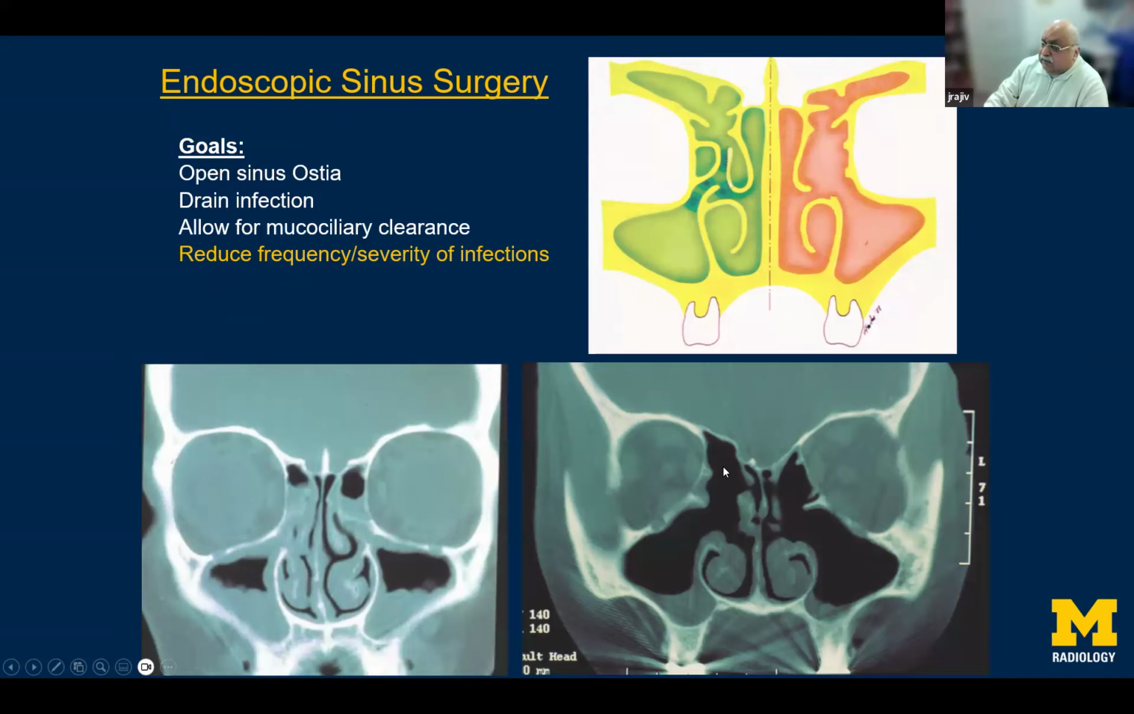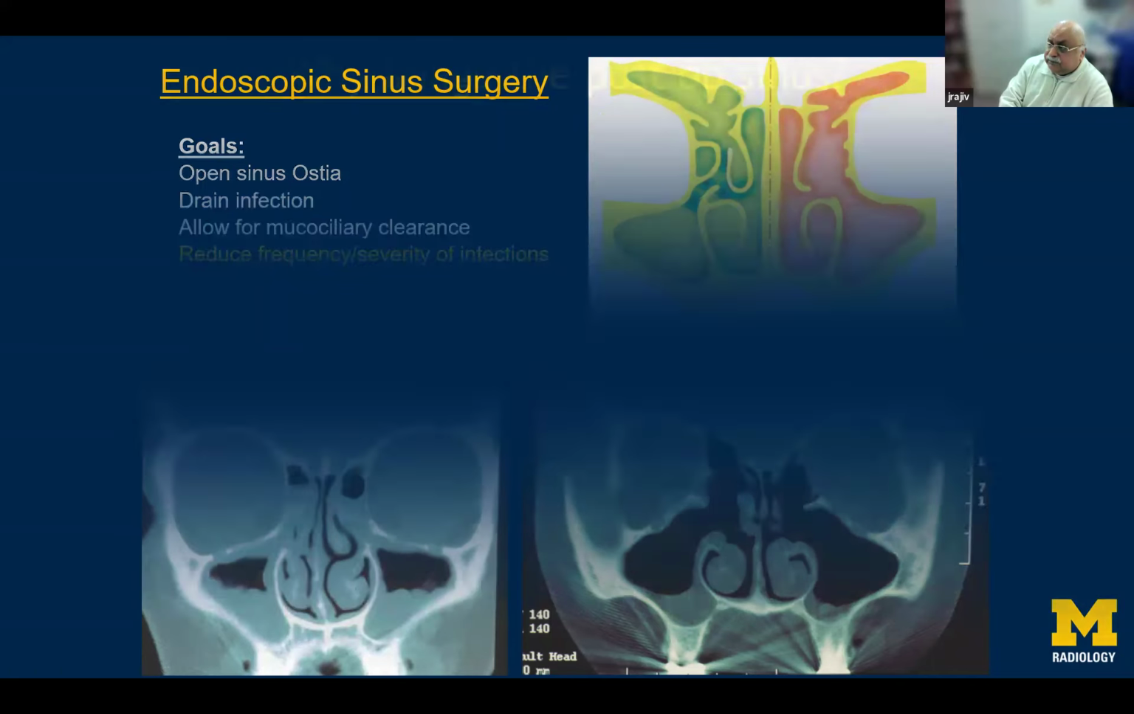For example, here we have removed the ethmoid uncinate process and also widened the infundibulum in doing so, by doing a turbinectomy as well. So this is the end result of endoscopic sinus surgery. Remember that it allows for mucociliary clearance because it follows the natural pathway for the ciliated columnar epithelium, but it also reduces the frequency and severity of infections, which can be controlled by non-surgical methods.